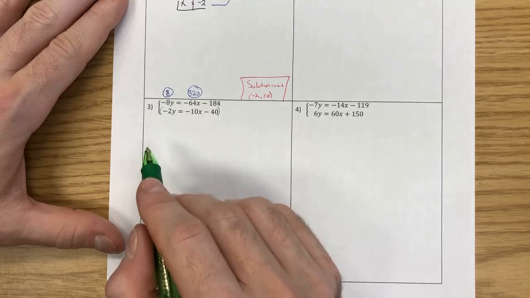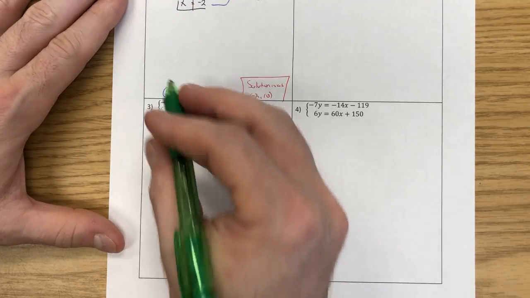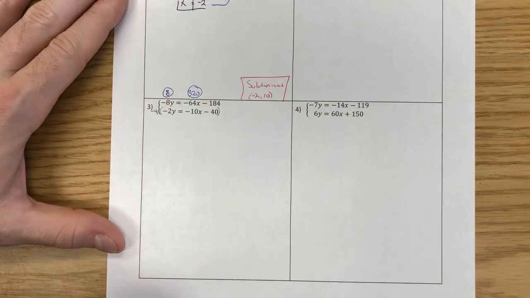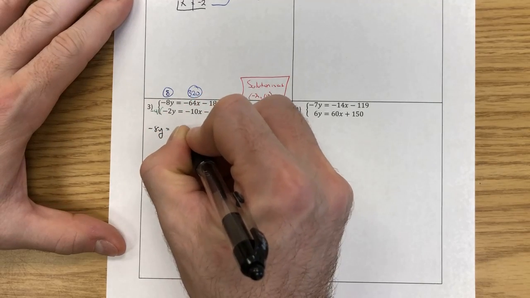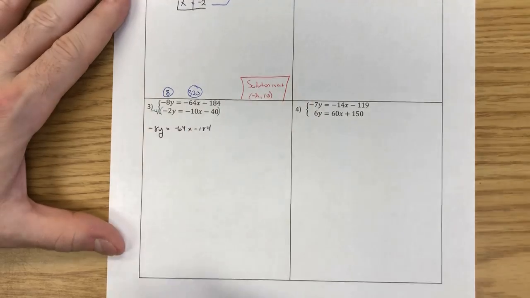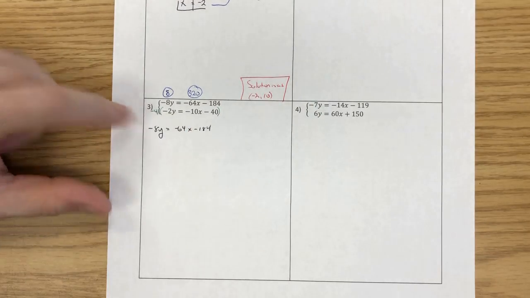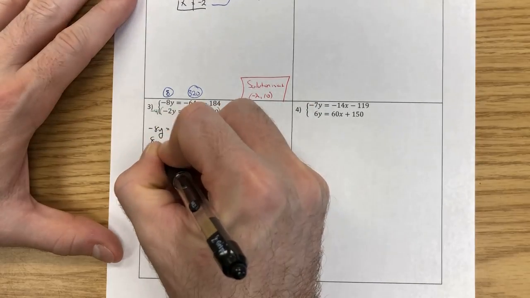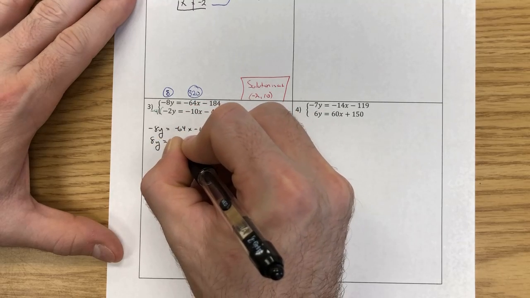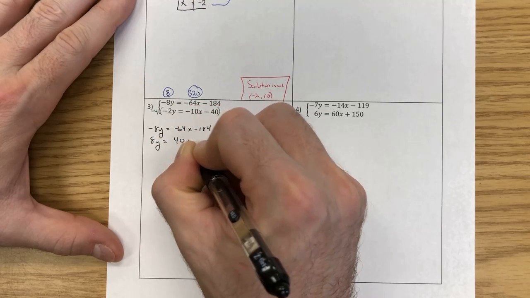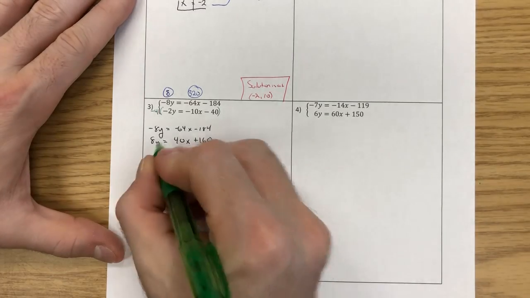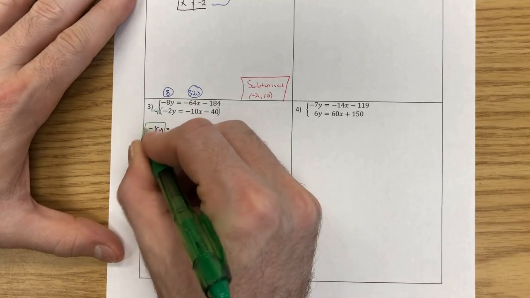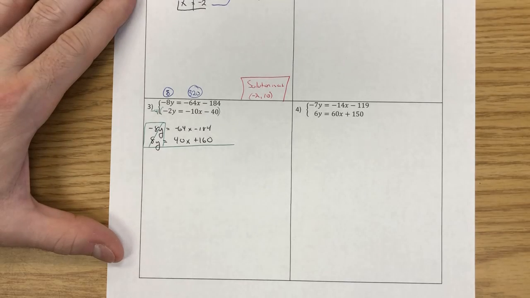So what I want to do is somehow multiply this bottom equation to get a positive 8. Well, -2 times what gives me positive 8? Well, -4. So I'm not going to touch the top equation. I'm going to multiply everything on the bottom equation by -4. So I get a positive 8y, I get a positive 40x, and I get a positive 160. And now when I combine these, my y's cancel out.